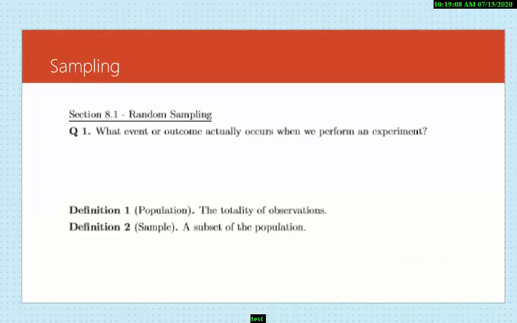When we run an experiment or we overview an observation, then what we need to know is what event or outcome will occur when we complete that. The only way to know that, to find out, is to take a sample from the population, meaning we need to take a subgroup, a smaller part of the population, and focus on that part.